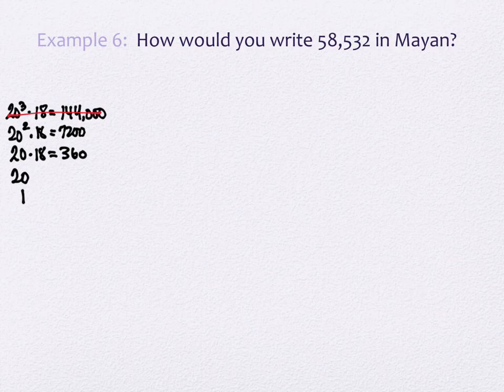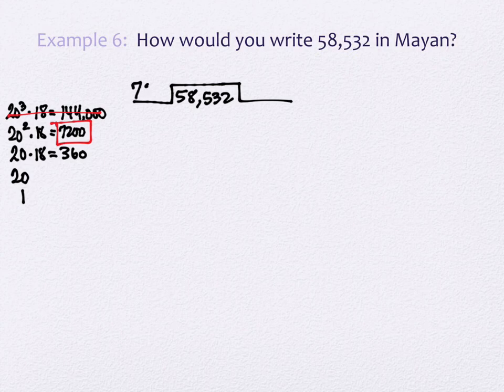So our first value that we're going to be dividing by is going to be 7,200, and we're going to do the division scaffolding that you saw us do in the Babylonian one last time, okay? So we're going to take the number that we're working with, which was 58,532, and we're going to divide it by the biggest value in their place value system that's smaller than what we have, which is 7,200. And your calculator is your friend for these, right? You're going to want to use it.